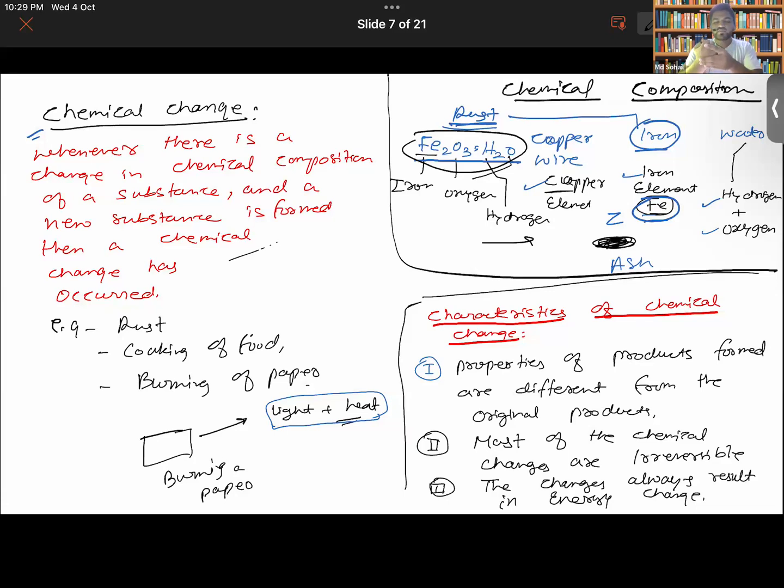Or if you were to cut a piece of paper into pieces, is that a physical change or a chemical change? Physical. Physical change, good. Also, the digestion of food that goes in our body. Is that a physical or chemical change? Chemical change. Good.